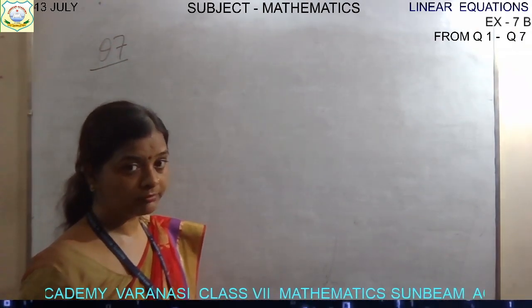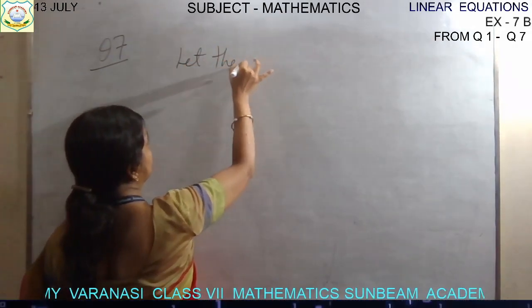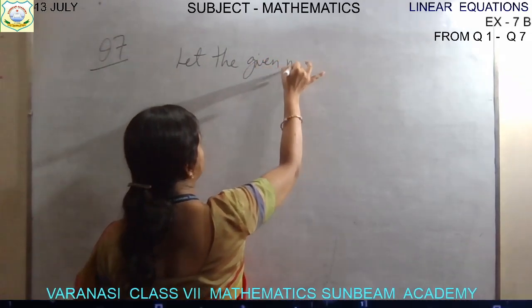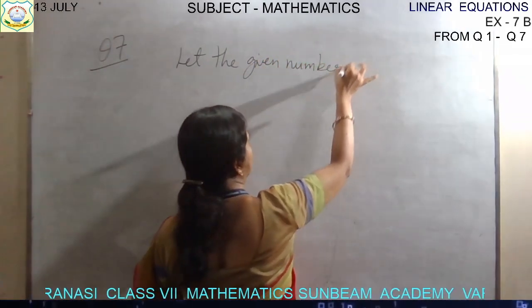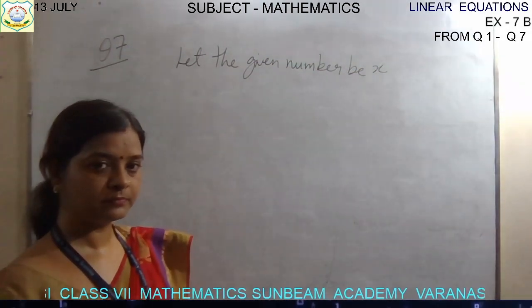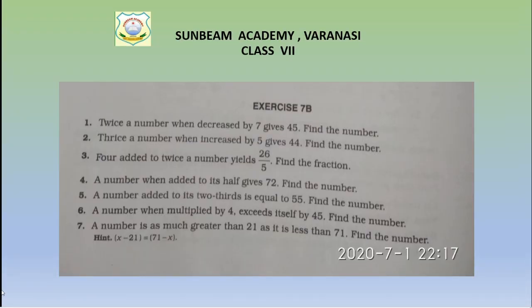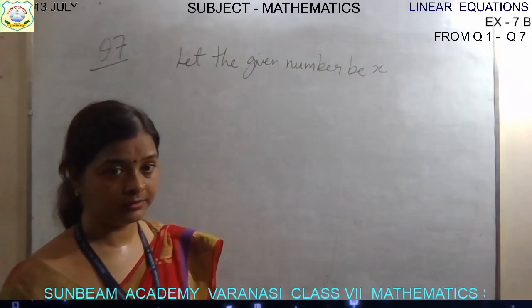So what do we have to take? We have to take it as a variable. Let the given number be x. Now see the question, children. The question is, a number is as much greater than 21 as it is less than 71.